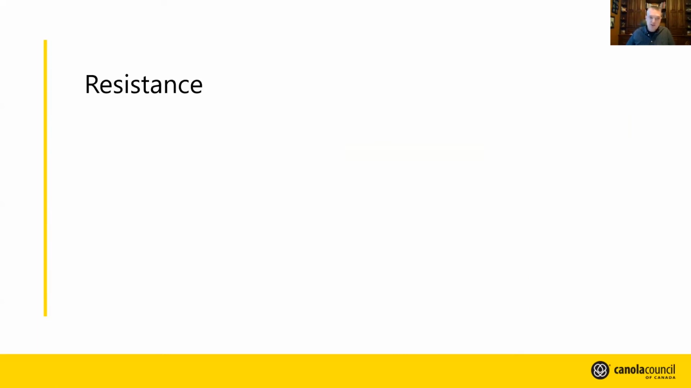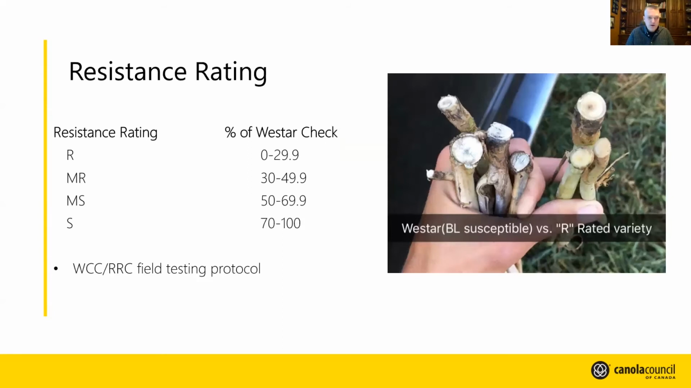So scouting for the disease and measuring its yield impact is quite important, but where I want to spend most of my time is talking about resistance and choosing the right cultivar based upon resistance. Now, you're probably aware of the R, MR, MS, and S categories of blackleg resistance. They've been used since the 80s. Essentially, plant pathologists go out at the end of the season and cut stems, like what we're encouraging agronomists and growers to do. They calculate the amount of infection and then compare that to a susceptible check, which is an old variety from the late 80s called Westar. On the basis of that, you can categorize the amount of resistance.